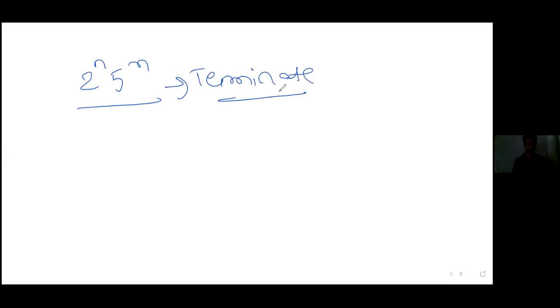Okay. So these examples show that if the denominator is of the form 2 to the power n into 5 to the power m, then that decimal expansion will terminate, right? So the decimal expansion of such kind of rational numbers will surely terminate.